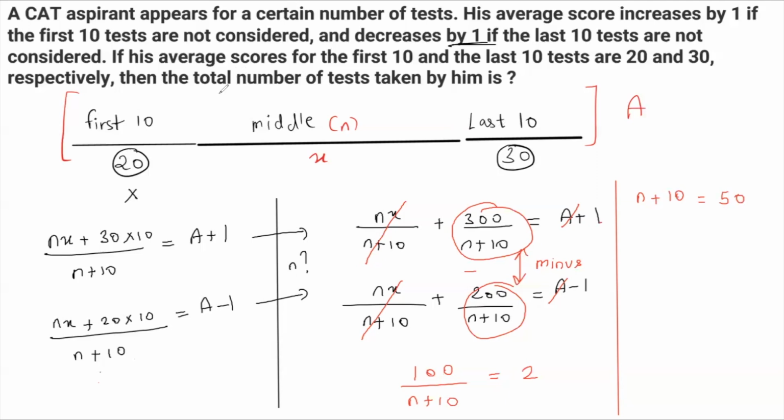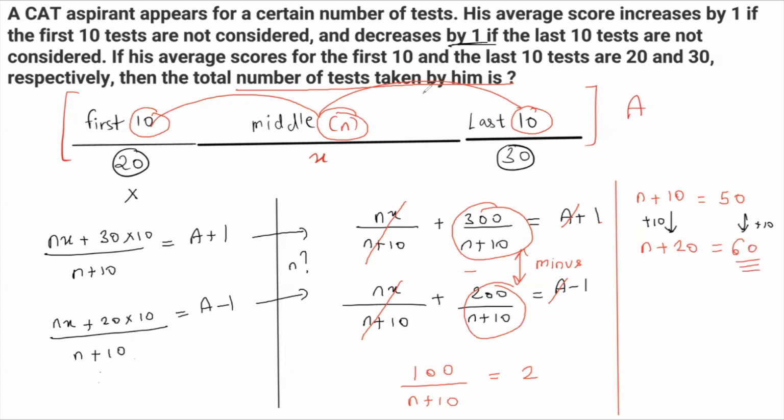But the question says the total number of tests taken by him is. So first 10 tests in the starting, last 10 tests in the end, and in the middle there are n tests. When you add all these three, you get n plus 20. So I need to figure out the value of n plus 20. I already know n plus 10 is 50. I just need to add 10 to both sides. I'm going to land up with n plus 20 on the left hand side, and the right hand side is 50 plus 10, or 60. That is the answer to my question. The total number of tests the person takes is 60.